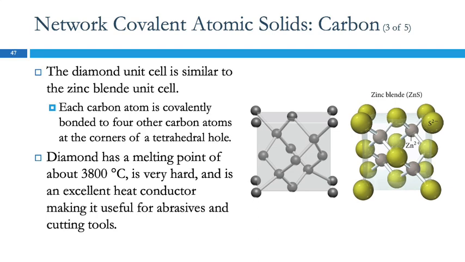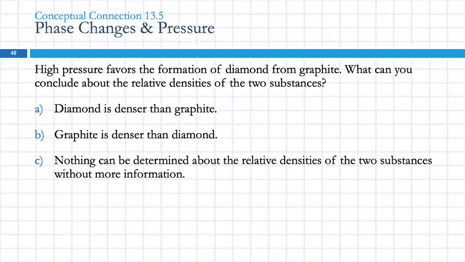So the diamond has a unit cell that is similar to the zinc blende cell, in that we have carbons at the corners, right, and a carbon on the face, but then we also have carbons in the tetrahedral holes. So diamonds have a very high melting point, are very hard, are used as an abrasive, and don't conduct electricity or heat. High pressure favors the formation of diamond from graphite.